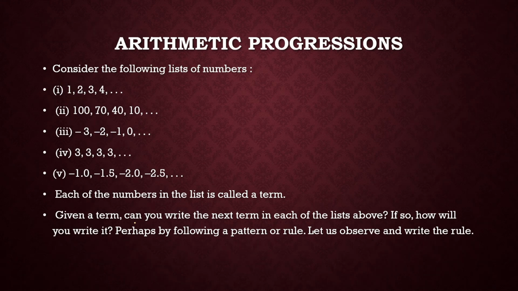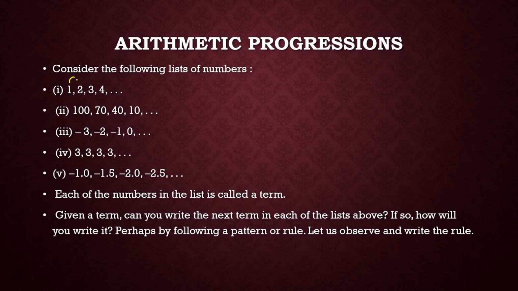Now given a term, can you write the next term in each of the lists above? In order to write the next term, I need to understand the pattern. So how will you write it? By understanding and analyzing the pattern, I can write the next term, perhaps by following a pattern or rule. Now let's observe and write the rule here. First, let's write the rule.